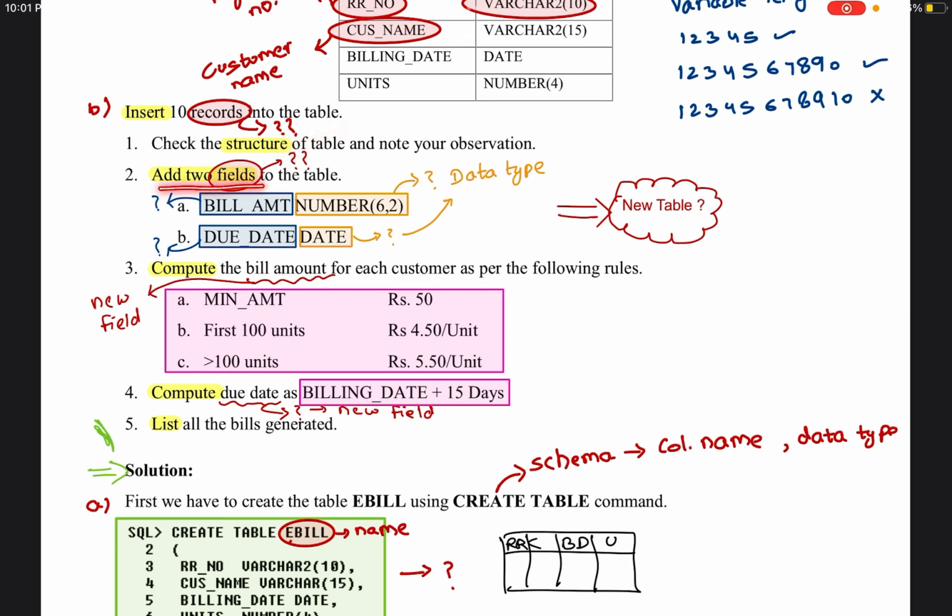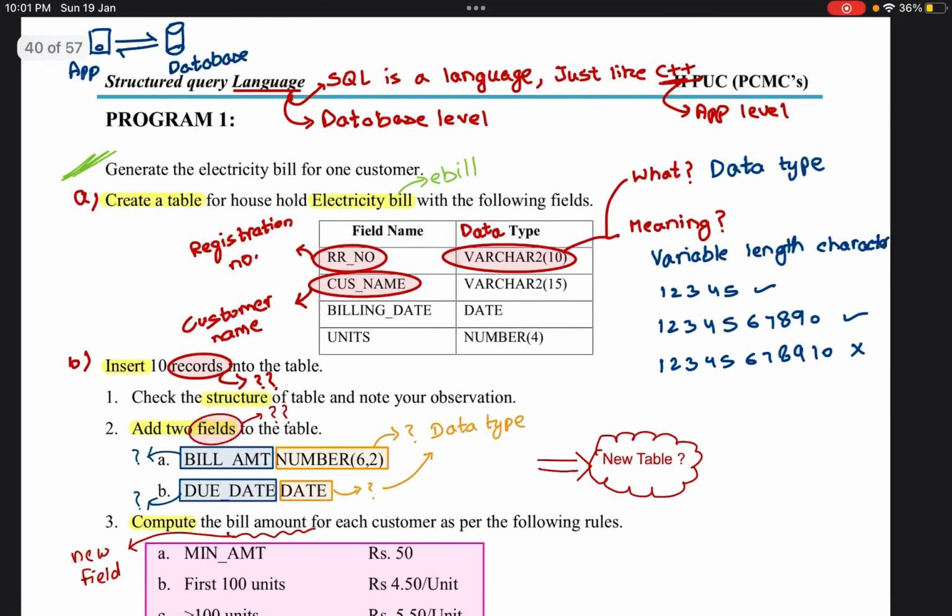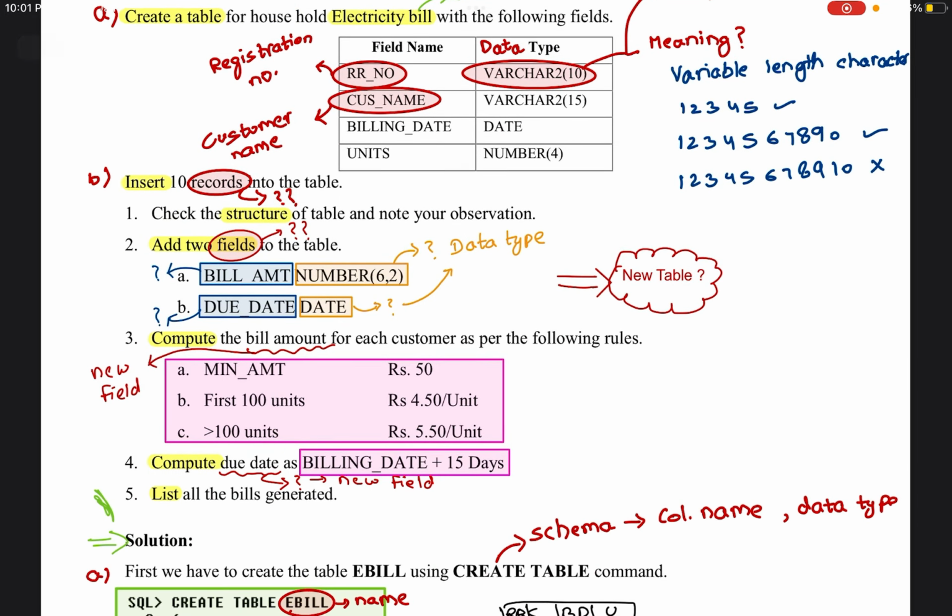Now we have to add two fields. How will we add two fields? Please tell me. Either you will use add or update. Alter or update. We'll use alter.